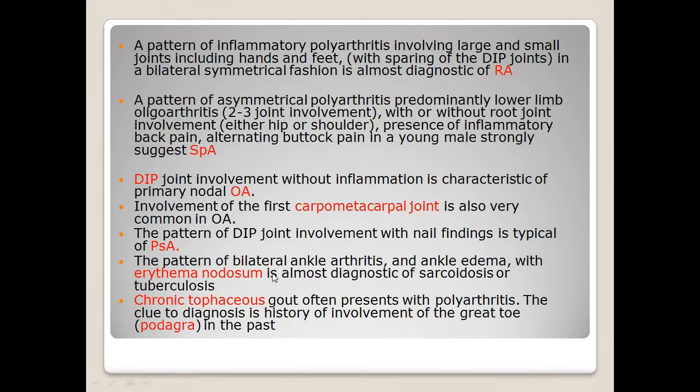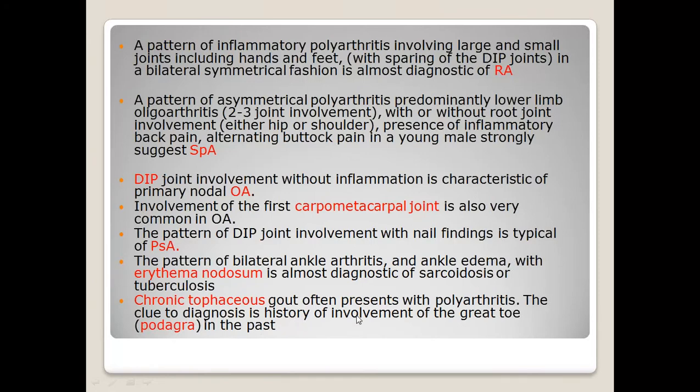And the next thing is the pattern of bilateral ankle arthritis, ankle edema with erythema nodosum, which is almost diagnostic of sarcoidosis or tuberculosis. This is one important line. Erythema nodosum with arthritis and ankle edema. Ankle arthritis, ankle edema, and erythema nodosum is most commonly diagnostic of sarcoidosis or tuberculosis. This is important because India has the most number of tuberculosis patients. So this is the one thing you should remember.